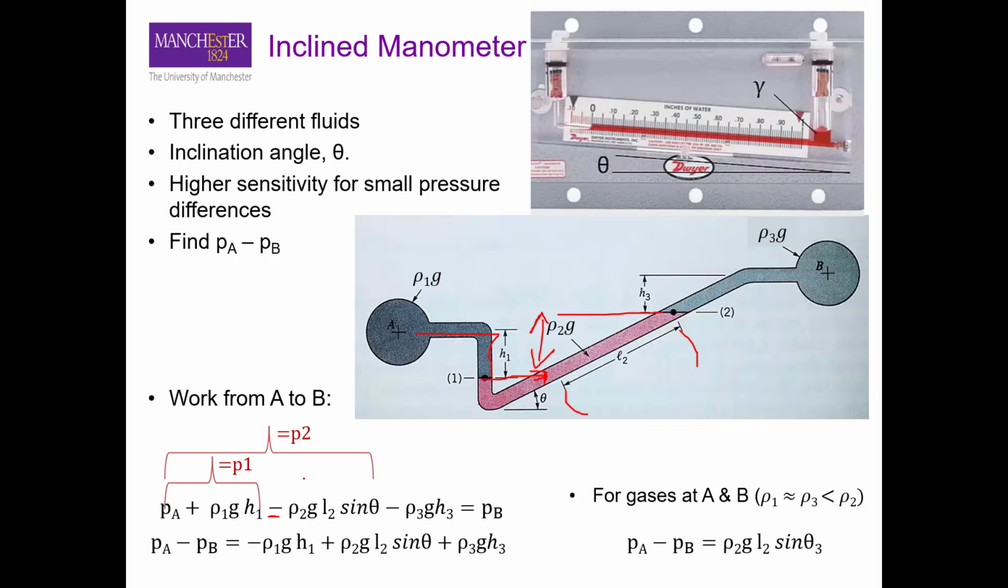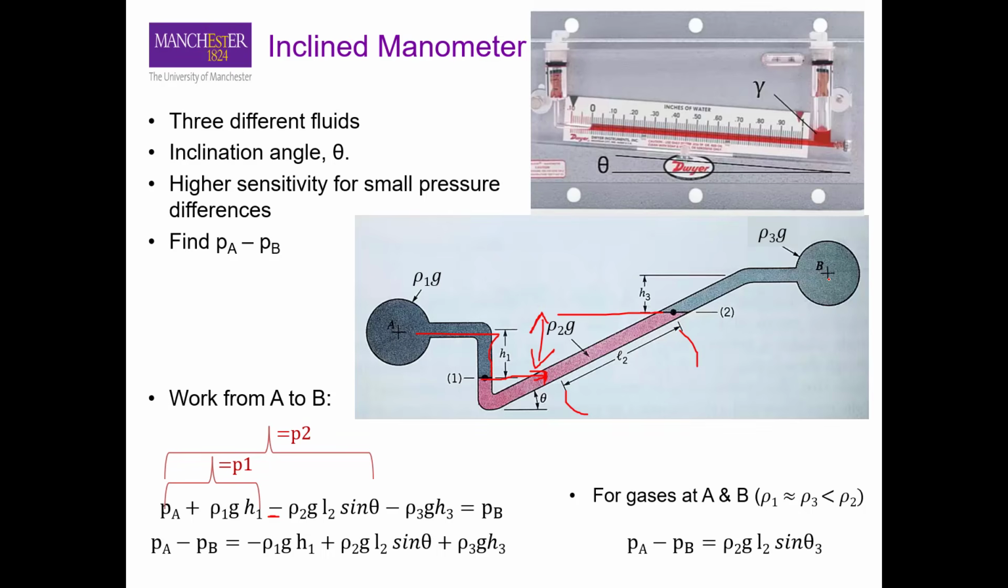So that will be the total pressure, that will be the pressure at point 1 plus the pressure due to this length L2. Okay. And then we have the final bit, the pressure at point B. Again, we are going up, it means the pressure is negative, or the pressure is becoming lower. So we can write it as minus rho 3 g h3. Okay. And this all should be equal to the pressure at point B.